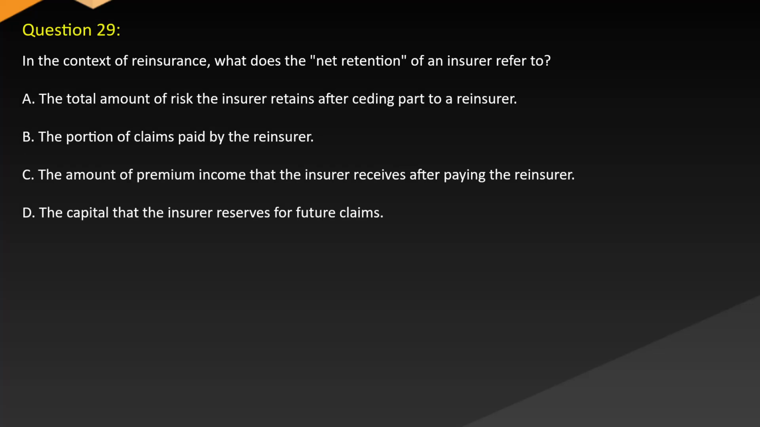Question 29. In the context of reinsurance, what does the net retention of an insurer refer to? A. The total amount of risk the insurer retains after ceding part to a reinsurer. B. The portion of claims paid by the reinsurer. C. The amount of premium income that the insurer receives after paying the reinsurer. D. The capital that the insurer reserves for future claims.